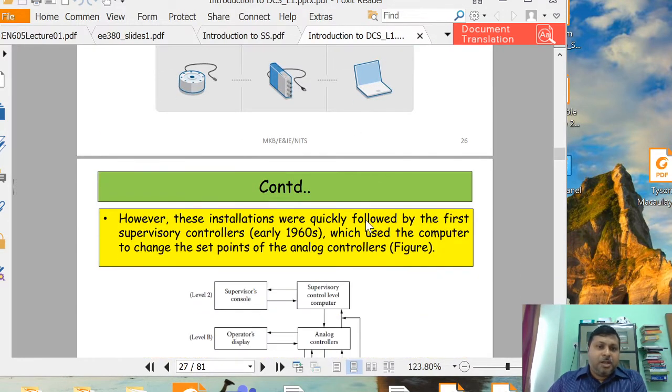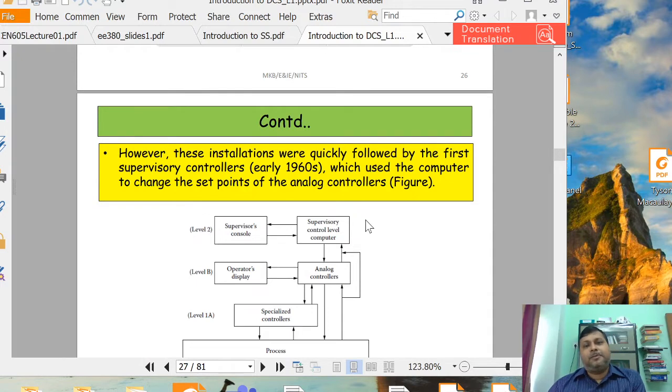Now we will continue to discuss the use of computers in the process control industry. Again I am repeating, initially there was no use of computers in the process control industry. There were analog controllers implemented with operational amplifiers. Later on the computer was introduced, not as a controller, but as a monitoring, data acquisition and data logging device. These installations were quickly followed by the first supervisory controllers in the early 1960s, which used the computers to change the set points of the analog controllers.